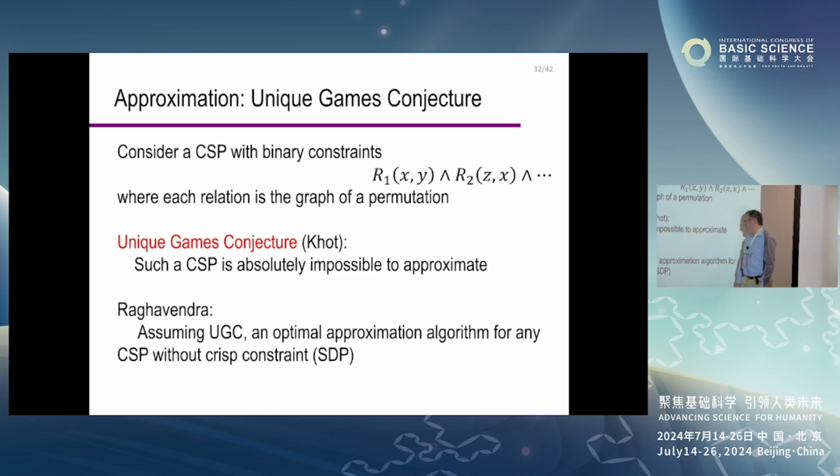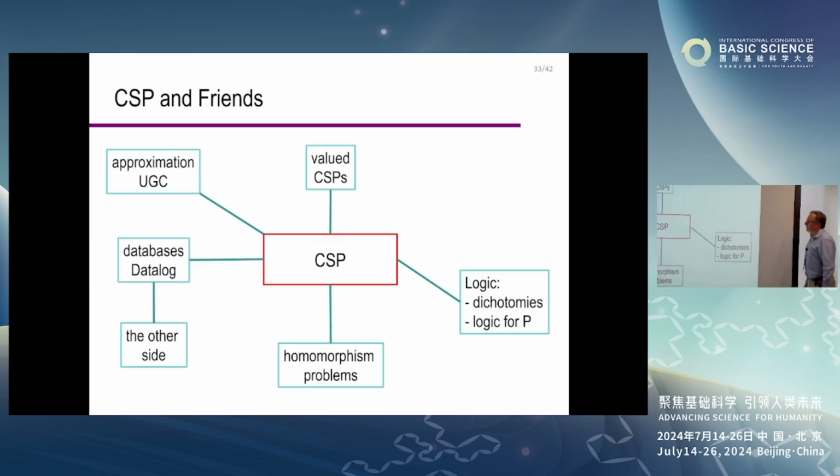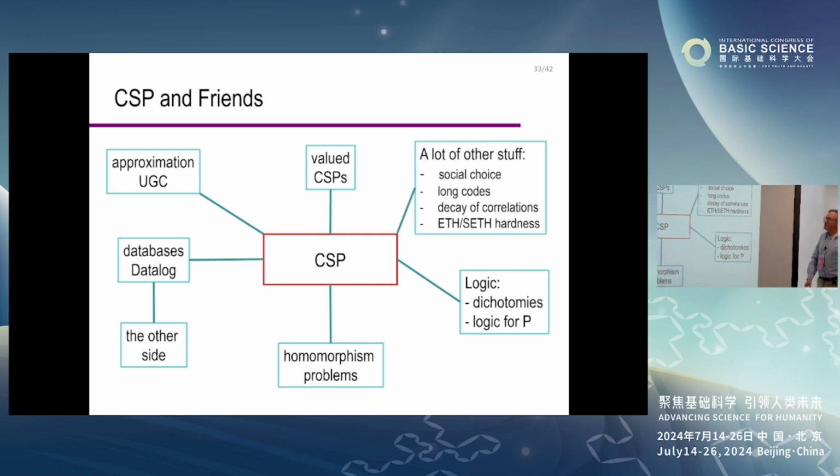If we assume this conjecture, then again, it turns out that the best way to approximate all these CSPs is to use semi-definite programming. Again, just a single unique algorithm to rule them all. Okay, and there is a lot of other stuff. Like, in this conference, there was this talk about social choice, Arrow's theorem, and things like that. An interesting thing is that the theorem itself can be stated and proved using CSP techniques. Well, not CSP itself, but CSP techniques. And many other areas are related to this kind of CSPs as well.